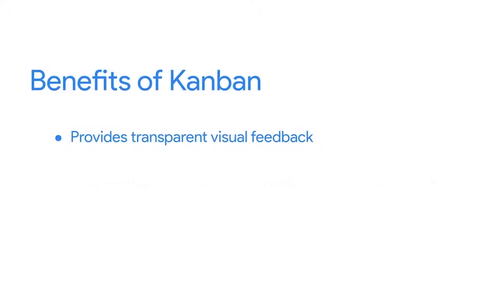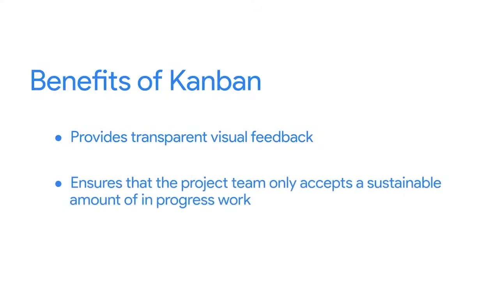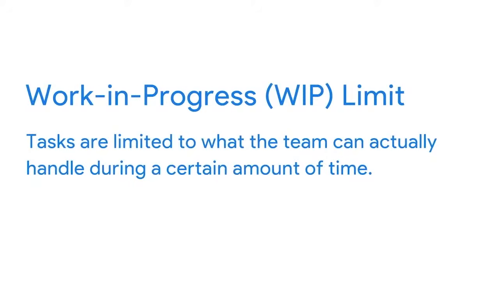Kanban boards or charts display the progress of a project as to do, in progress, and done. Also, just so you know, there are software tools that create digital Kanban boards for you. The Kanban method ensures that the project team only accepts a sustainable amount of in-progress work. This means the amount of in-progress tasks are limited to what the team can actually handle during a certain amount of time. This is called the work-in-progress limit, or WIP limit.